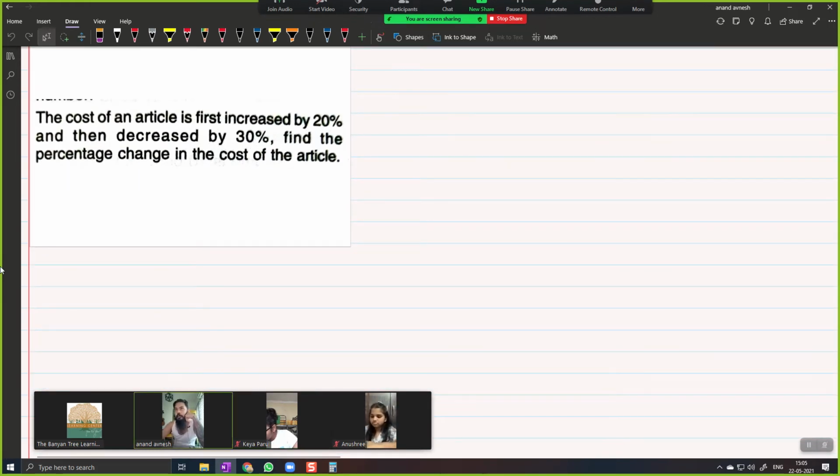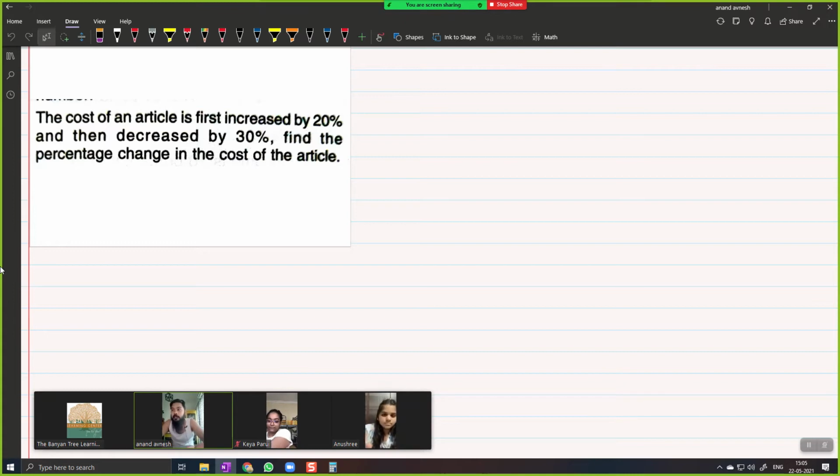The cost of an article is first increased by 20% and then decreased by 30%. Find the percentage change in the cost of the article. The same question is there in your book also, Anushri. Sure. How will we begin?